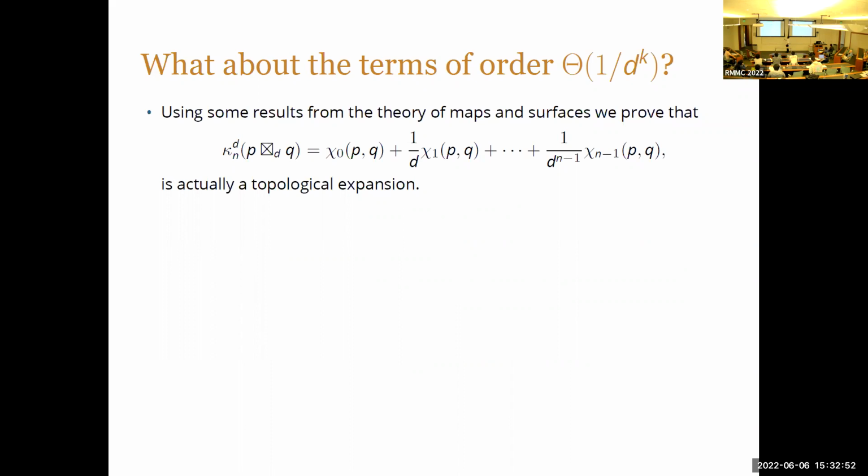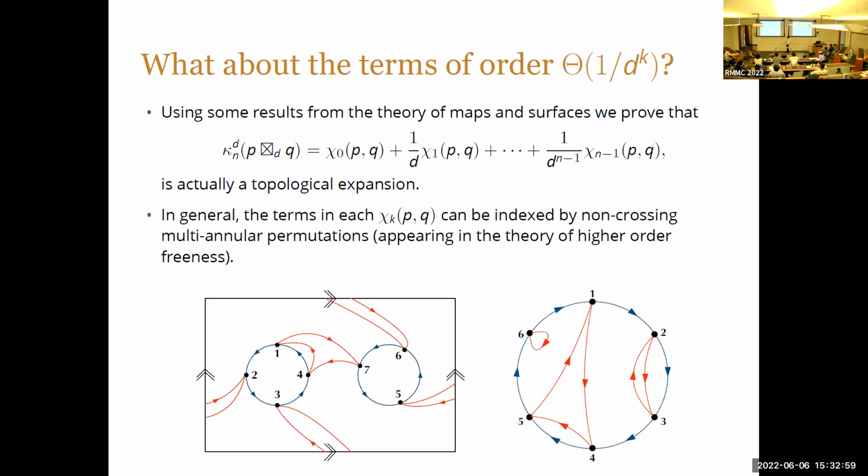Just to conclude, it turned out that these other terms also have a nice combinatorial interpretation, and actually it's more topological than combinatorial. In general, these terms can be indexed in terms of multi-annular non-crossing permutations on surfaces of different genera. You take some surface of some genus g, you remove some number of disks on that surface, and on the boundaries of the disks you put numbers, and then you're allowed to connect those numbers as long as you don't get crossings.